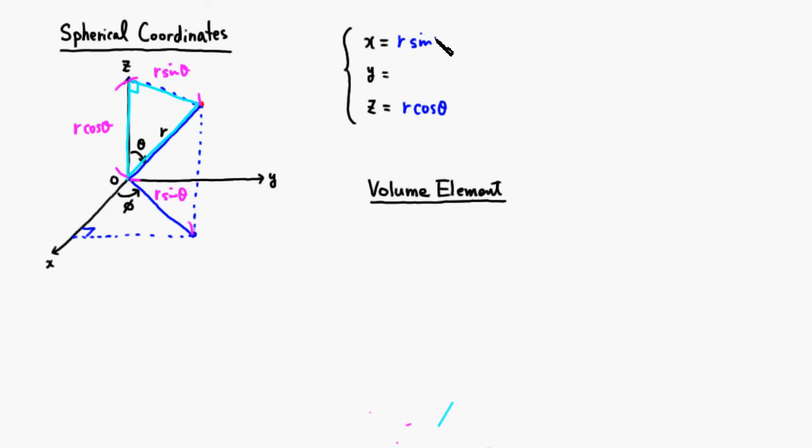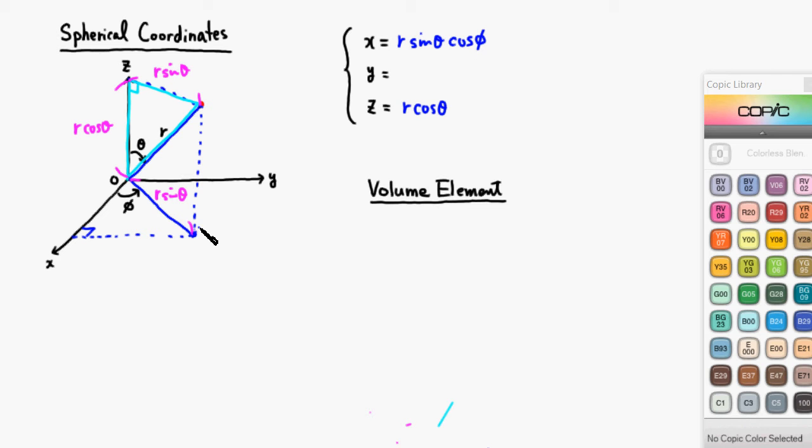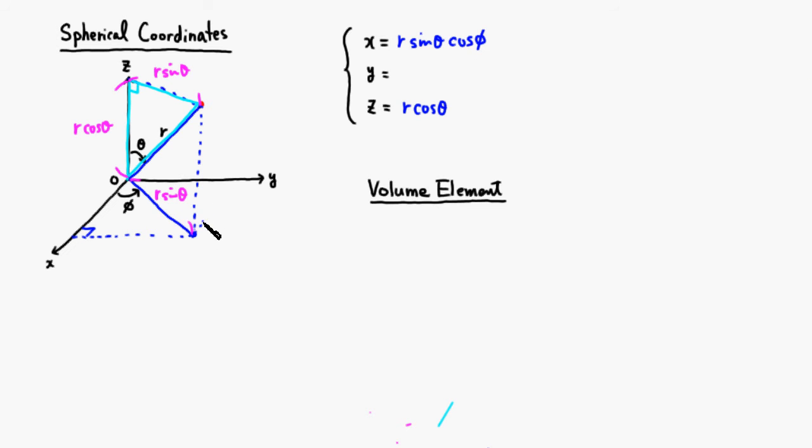So r sine of theta cosine of phi would give you the x coordinate. Similarly, if you want the y coordinate, you can go here. Then r sine of theta sine of phi would give us the y coordinate. So these are the conversion equations.